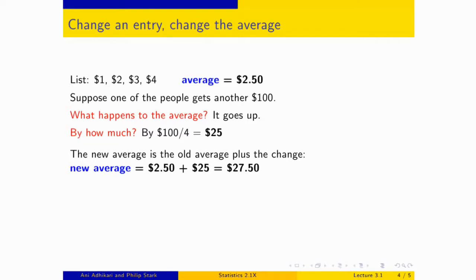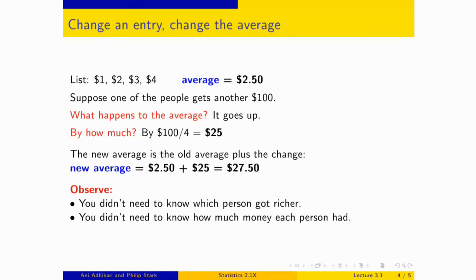No algebra needed, just an understanding of what's happening to the total pot of money. And before we move on, it's worth noting what we used and didn't use to answer this question. We did not need to know who was the person who got the extra $100. We did not need to know that this became 101 or this became 103. We just needed to know that the total pot changed by 100. And in fact, we didn't need to know how much money each person had. We really didn't need to know what these different amounts were.